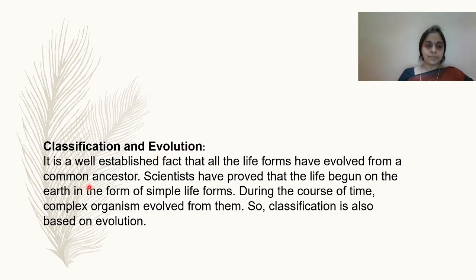Classification and evolution. It is a well established fact that all life forms have evolved from a common ancestor. Scientists have proved that all life began on the earth in the form of simple life forms. During the course of time, complex organisms have evolved. So, classification is also based on evolution.